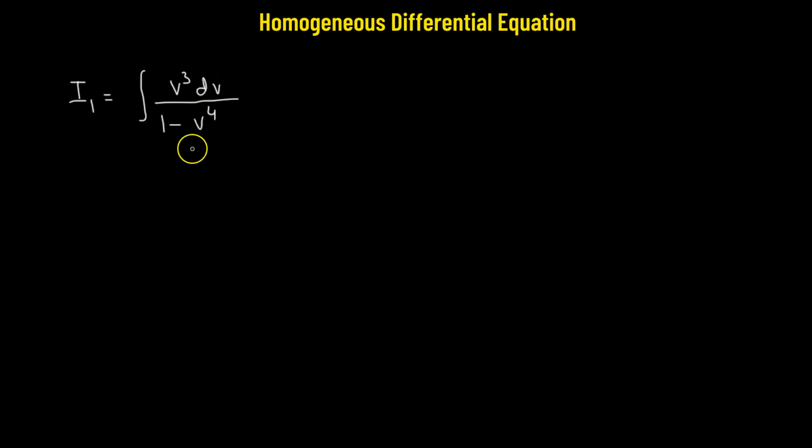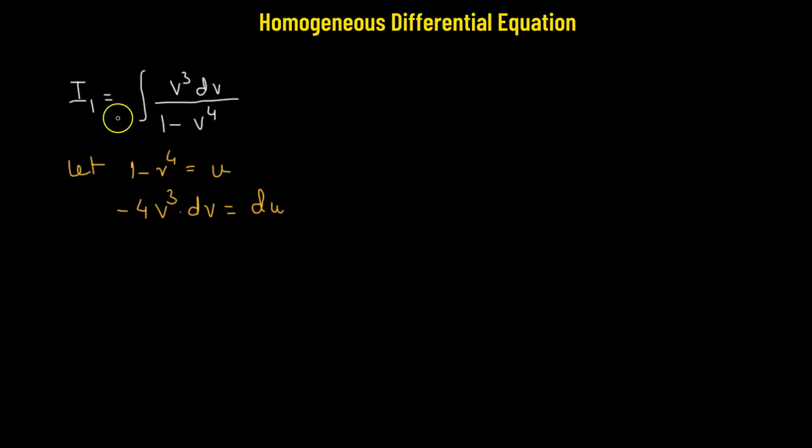Let's perform each of the integrals one by one. This is a very simple integral. The integration can be performed by using the method of substitution. So here we are going to suppose that 1 minus v raised to the power of 4 equals the variable u. Now differentiating both sides with respect to v, that is going to give us negative 4 times v cubed times dv, which will be equal to du.